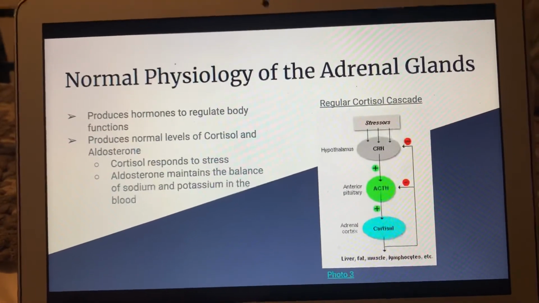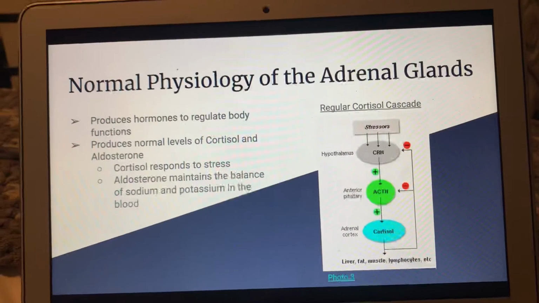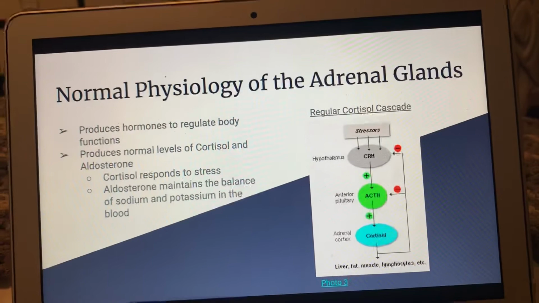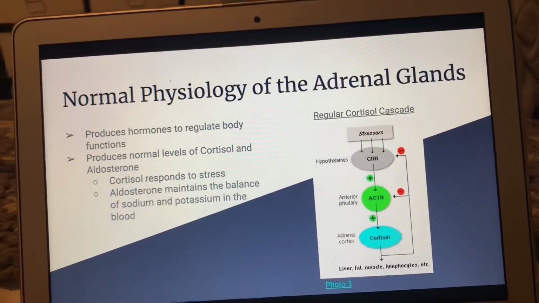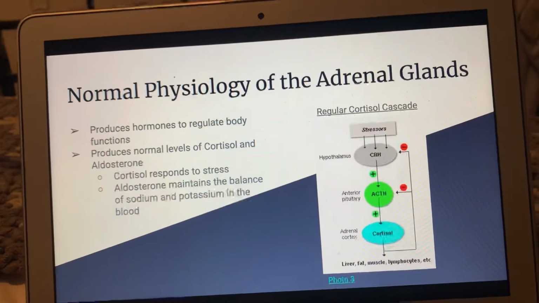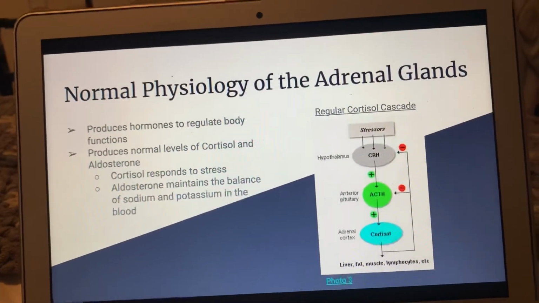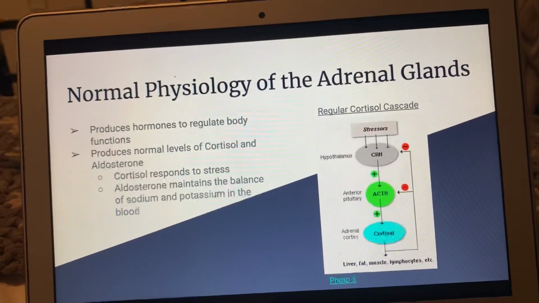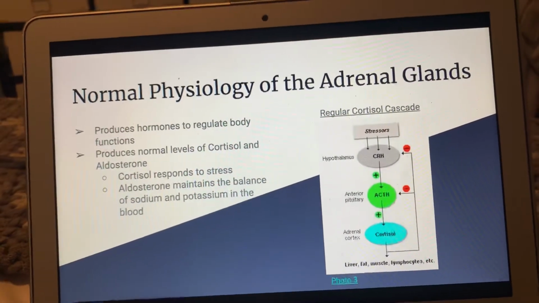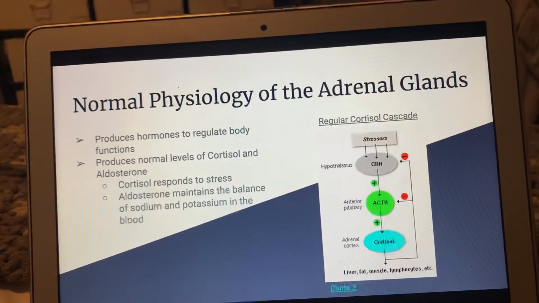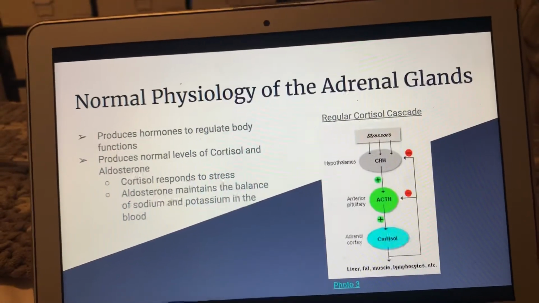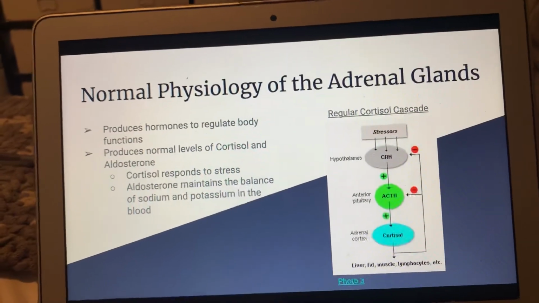When the adrenal glands properly function, they produce normal levels of hormones in order to maintain metabolism, blood pressure, and responses to stress. Those who don't have Addison's disease produce normal levels of cortisol and aldosterone. Cortisol allows the body to respond to stress, but it can also maintain blood pressure, heart function, and the immune system. Aldosterone affects the balance of sodium and potassium within the blood, and without these two hormones, our bodies can't respond to change. Therefore, they can't maintain homeostasis.